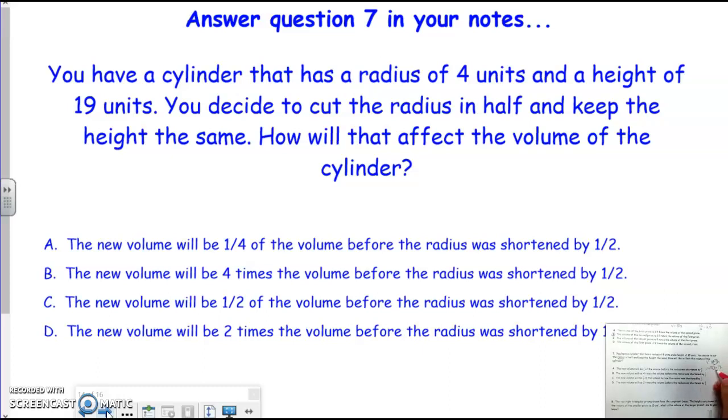And when we square this, because the r is squared, that half is also going to get squared. So we're going to get pi times 1/4 times r squared times h. And when you pull that 1/4 out in front, this is just your volume. So it's 1/4 of the volume. So the new volume is going to be 1/4 of the volume before the radius was shortened by 1/2.